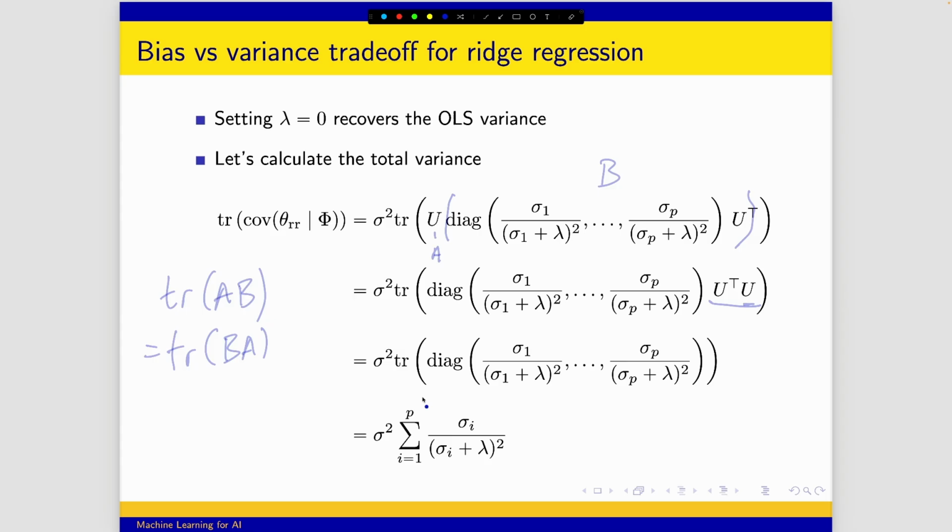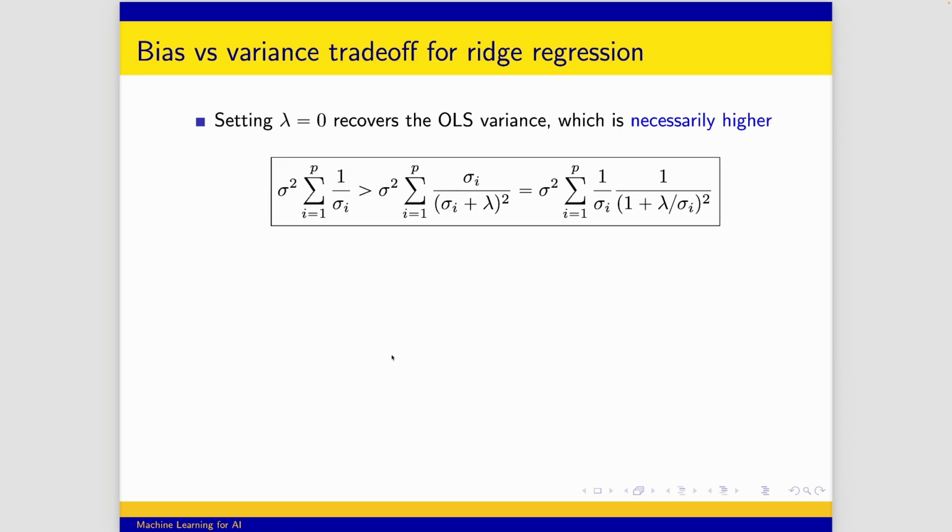And so we've got sigma squared times trace of diagonal, which is sigma squared times the sum of all of these. We get this thing here. That's the trace of the covariance matrix. That's the total variance. That's how we defined the total variance. It's a scalar summary of the quote-unquote variance of the estimator theta ridge.